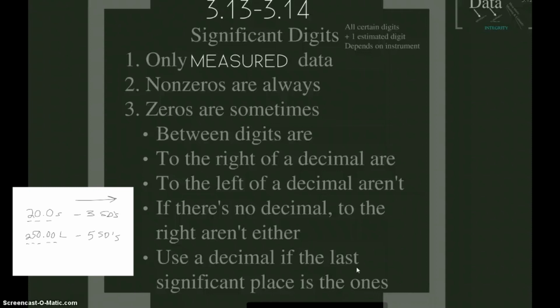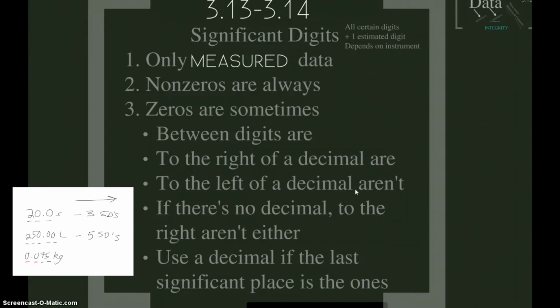Okay, now I'm going to go a little bit out of order from your book here and follow the presentation. So we've talked about zeros between digits, and we've talked about zeros to the right. What if there are zeros to the left? For example, 0.075 kilograms. Here our zeros are to the left of non-zero digits, and there's a decimal there.